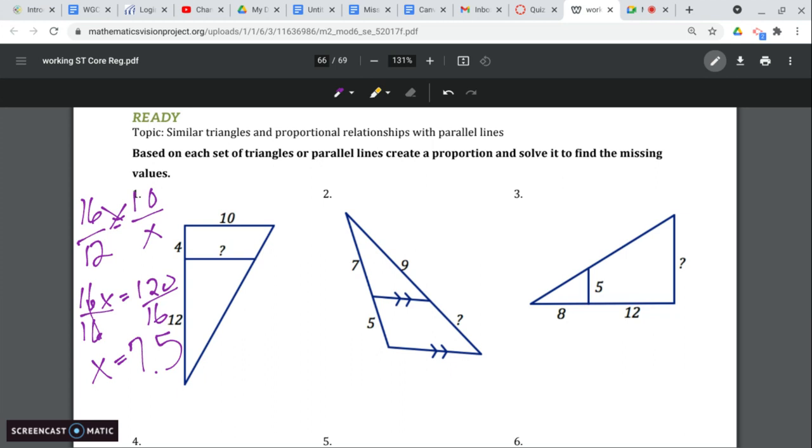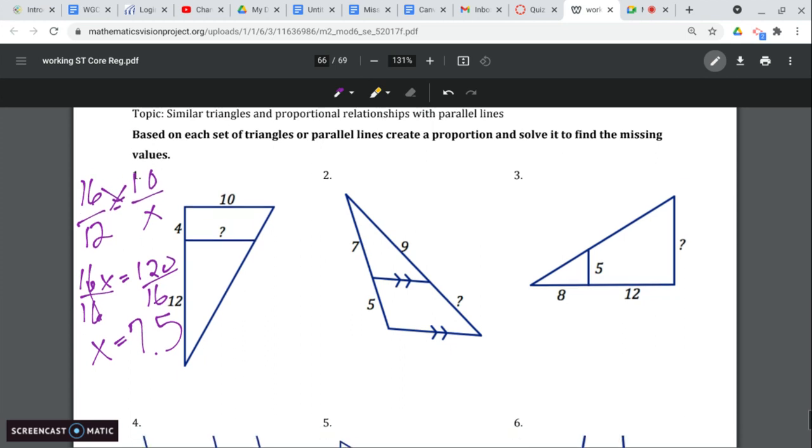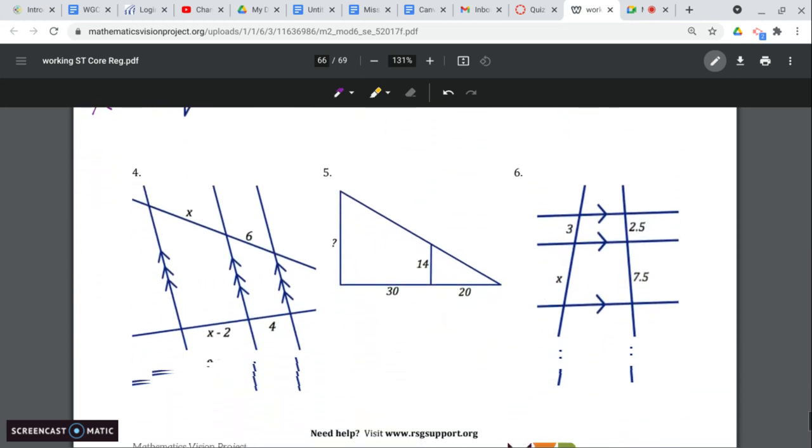We set up the larger in comparison to the smaller. We can also set it up different ways depending on the situation. In these cases, setting them up with the large triangle over the small triangle is going to be your best option. Now, 4 and 6 look a little different. They're parallel lines with transversals cutting through them. So these we do set up differently.